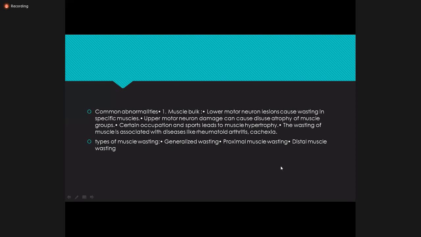Okay, so I think you people have an idea of upper and lower motor neuron lesions. So if any of you can reply to me what upper motor neuron and lower motor neuron lesions are, just type in the chat. I will read it.